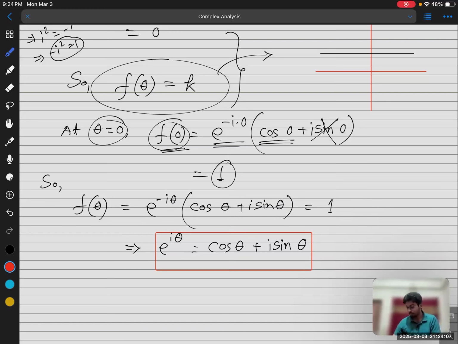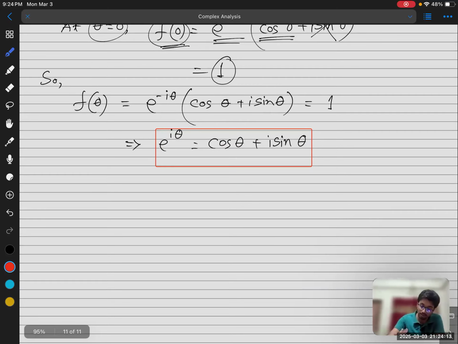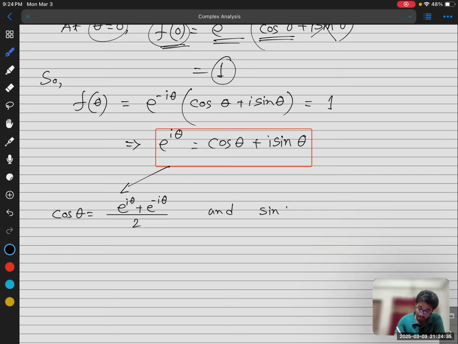Okay. So this is another approach to prove Euler's equation, and obviously from this Euler equation we can also find some expressions for cos θ and sin θ with respect to e^(iθ). These expressions are something like cos θ is equal to (e^(iθ) + e^(-iθ)) divided by 2, and sin θ is going to be (e^(iθ) - e^(-iθ)) divided by 2i.